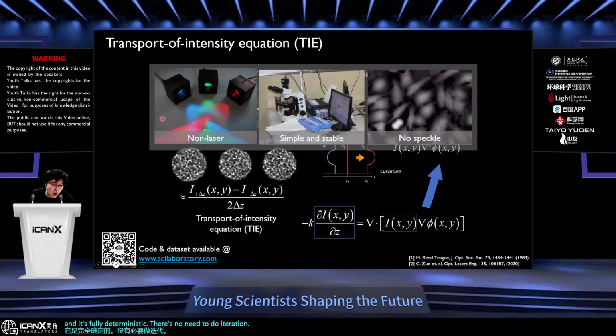The advantages are obvious. There is no need to use a laser, so the experimental system is simple and stable. You only need to take several images at different propagation distances, so it is quite easy to build the experimental system, and there is no speckle noise issue.